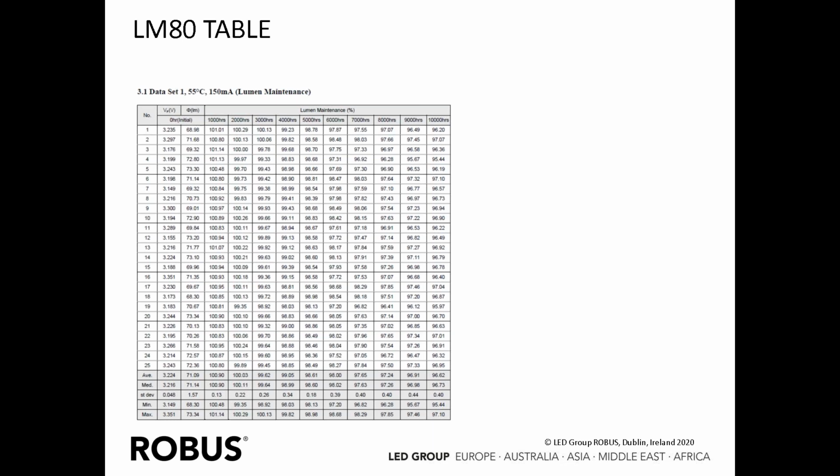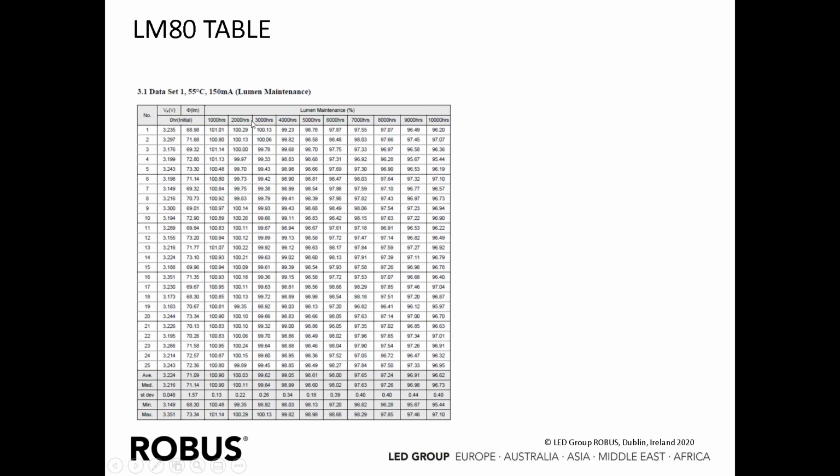And we can see here, and I'll use my cursor, hopefully you can see it, that on the left-hand side, we've got a sample number of LEDs. In this case, it's 25. It also shows the forward voltage for each of those LEDs, around about 3.2 volts. And it also shows the luminous flux at 0 hours. So this is the initial luminous flux when they're first powered up.